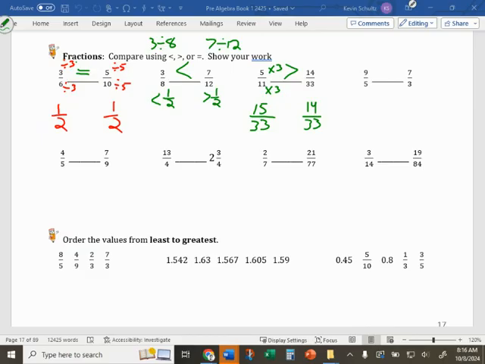How about the next one? 9/5 and 7/3. Improper fractions. Give me some strats for that. How are you going to figure out what symbol goes in between those? 9/5, 7/3. Kelly, can you multiply the fractions again? So we could go with common denominators, certainly. What else?